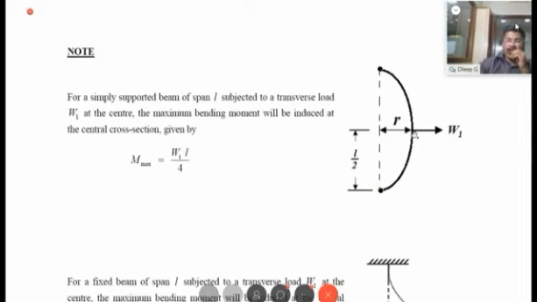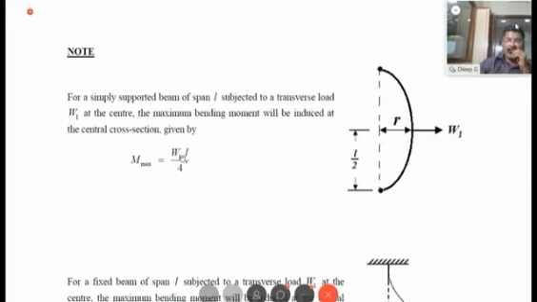For that, you have to find out the maximum bending moment that is there on this shaft. The maximum bending moment will be at the central cross section. That you have to remember. At the central cross section, maximum bending moment due to this transverse load W1 acting at the center will be induced at the center.